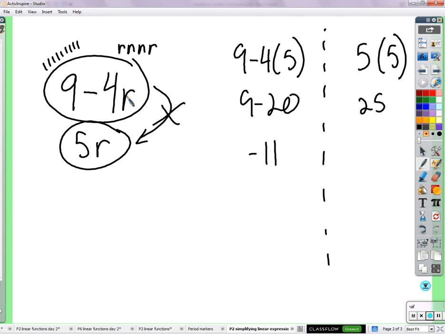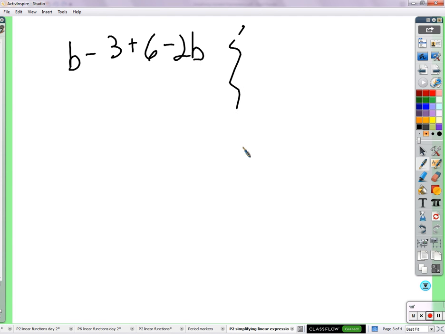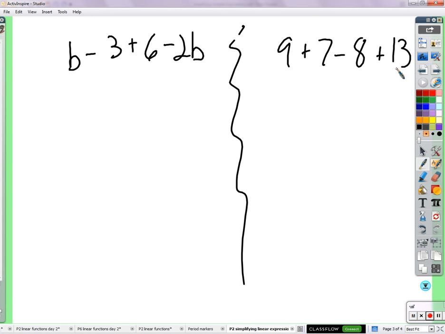Let's look at something like number, I think it was 2. B minus 3 plus 6 minus 2B. I got all these variables and stuff, right? Let's just look at a simple string of numbers that we run out together, just completely made up, not directly linked to this. 9 plus 7 minus 8 plus 13. That's essentially what we have here. If we look at this as a thing, we just really wanted to add a bunch of stuff up if possible.